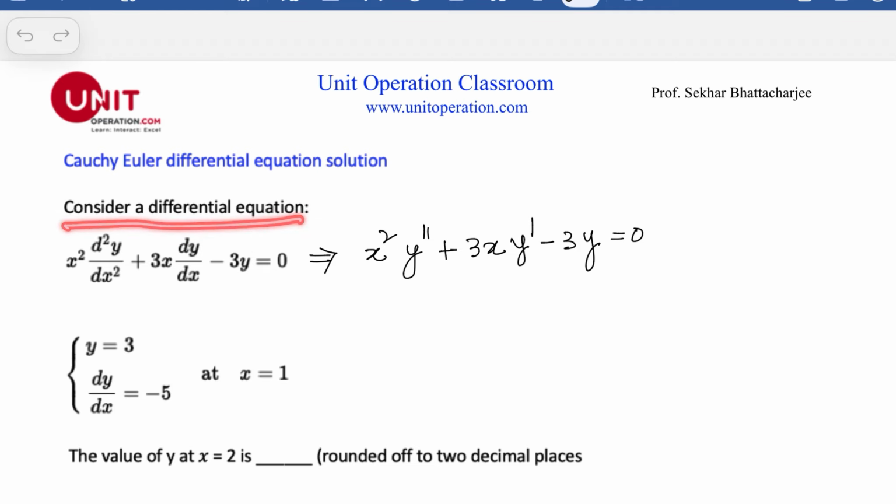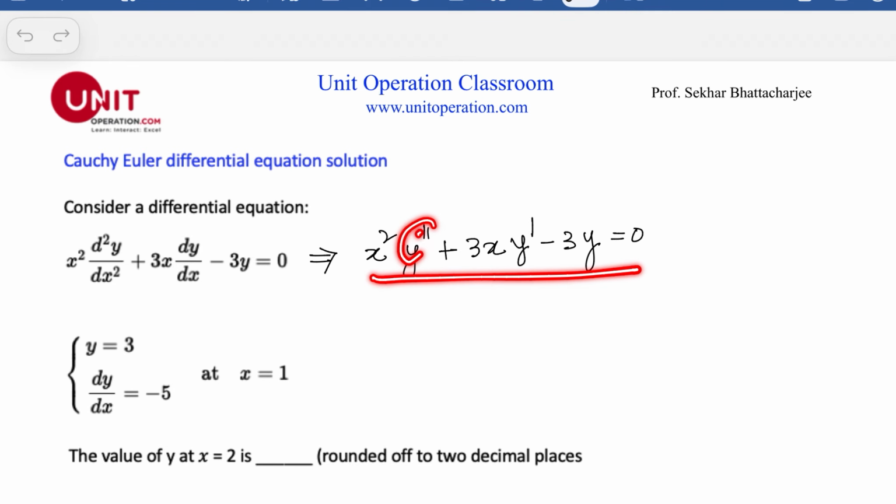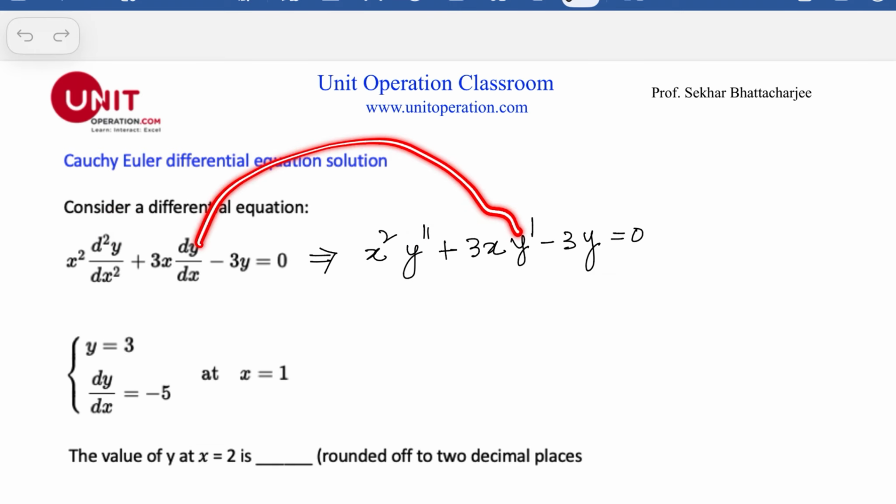Consider the differential equation. This is a differential equation which is given. This is a typical Cauchy Euler differential equation. We'll see why it is so. Anyway, this can be written in terms of y double dash, y single dash, and 3y equal to 0. This is a standard notation we use.